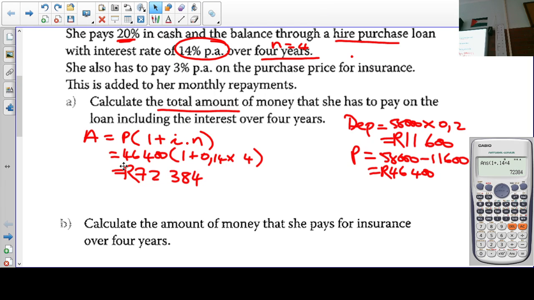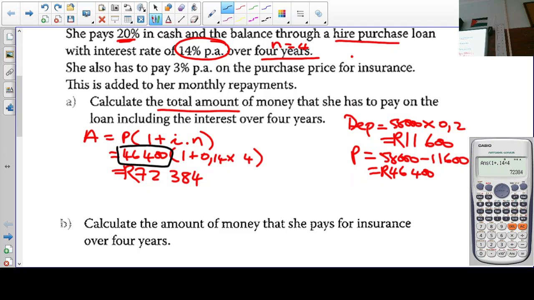I thought in total for the whole. If it's in total, then it will be plus your interest, plus your deposit. Okay, but the question is, calculate the total amount of money that she has to pay on the loan. So what is the loan amount? This is the loan amount. That is why that is the correct answer.